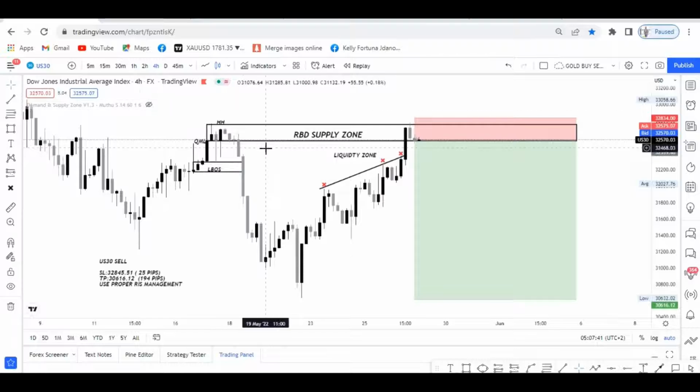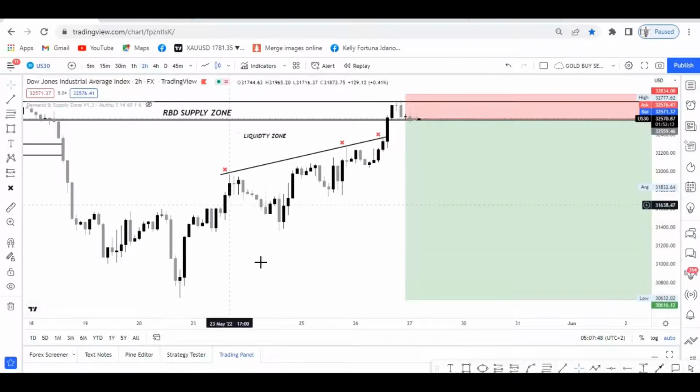Of course, there is no guarantee that this particular trade is going to win. And it tells that they know for sure that the trade is going to win.